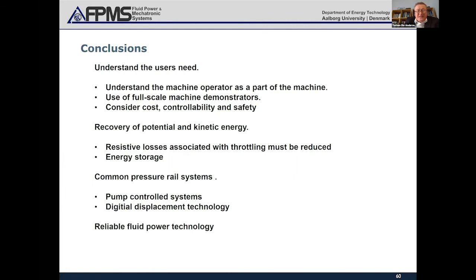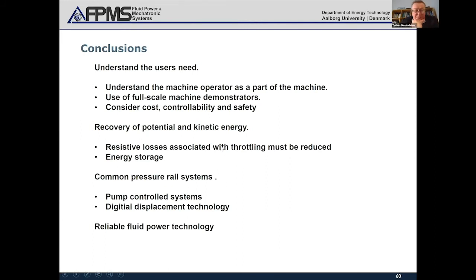And the conclusion here again: I think that one of the most important things is to understand the user's needs. Understand that the machine operator is part of the machine. We need some demonstrators, consider cost, controllability, and safety. If we take a loader machine, for example, this is really important. Two different machine operators can have a completely different feeling and so on. And even though you put a very smart actuator in one of the axes, if it only runs for minutes every day, it might not be necessary to consider it. So we really have to look at the full machine to get it into the market.